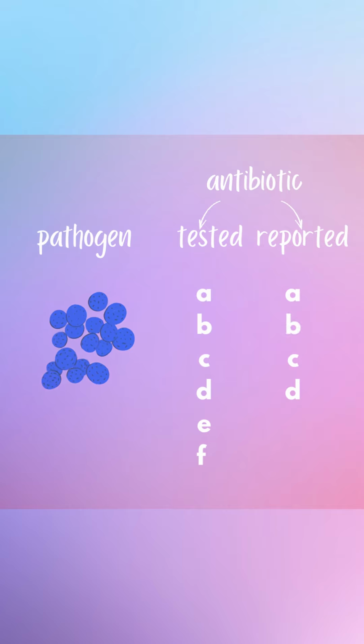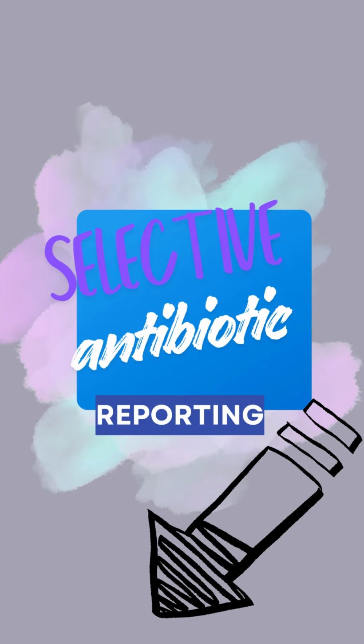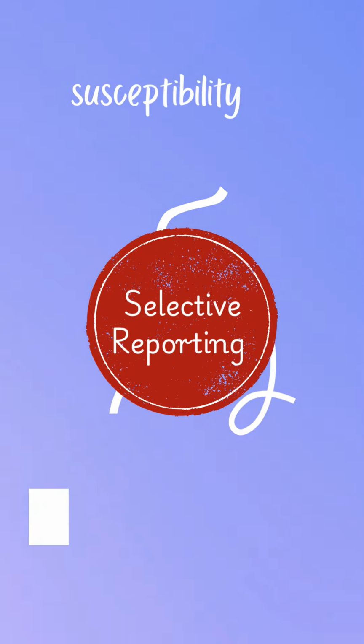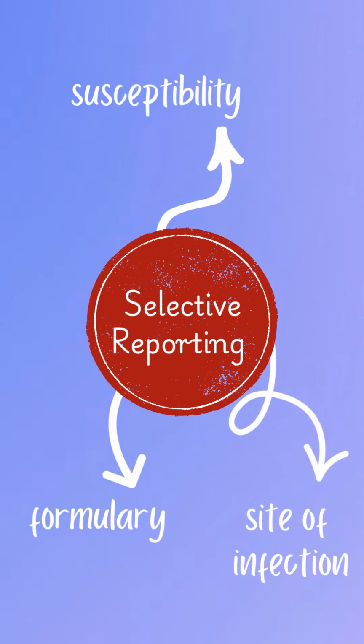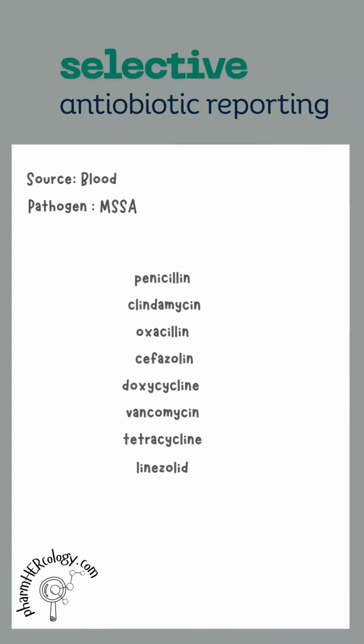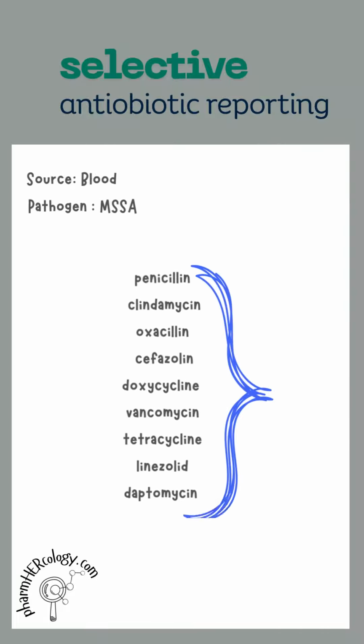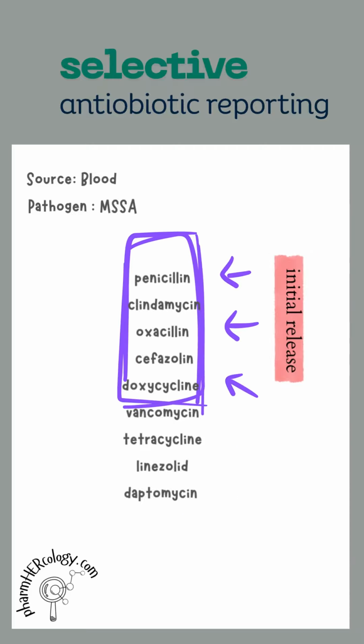However, not all the antibiotics tested will be reported. This is known as selective antibiotic reporting. Selective antibiotic reporting is based on a few things, the first being the degree of susceptibility. If you have a blood sample that results as MSSA that is susceptible to a lot of narrow-spectrum antibiotics, the lab will test against the whole panel, but only release susceptibility to narrow-spectrum antibiotics.